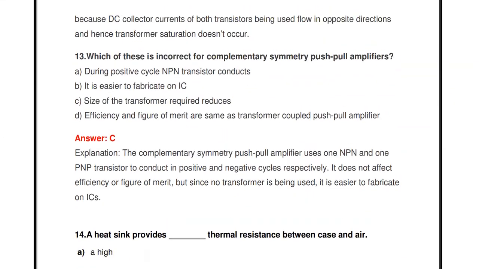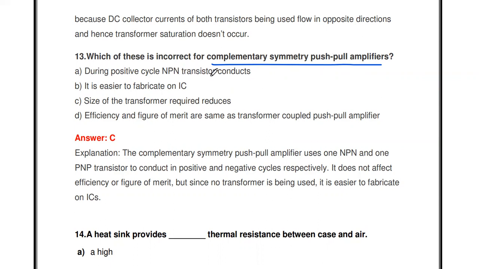Then next question, which of these is incorrect for complementary symmetry push-pull amplifier? So in class B, there are two types: push-pull class B and complementary symmetry push-pull class B. Simply push-pull class B means we use both transistors of the same type, that is, two NPN transistors or two PNP transistors. But complementary symmetry push-pull means one transistor is NPN and the other is PNP. So which one is incorrect in complementary symmetry?